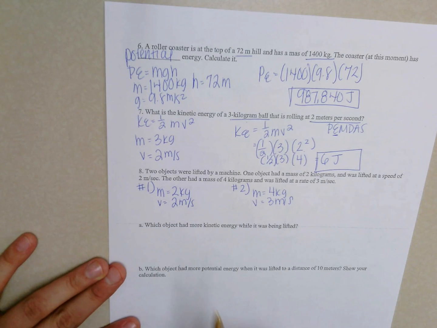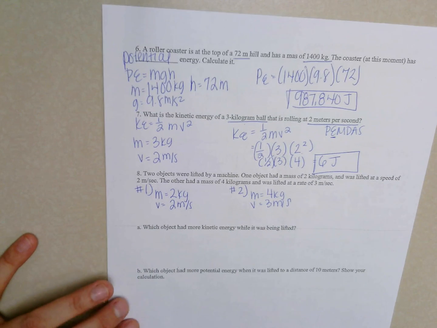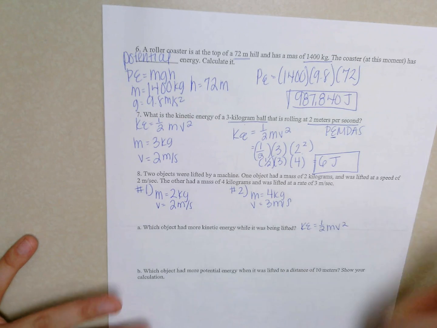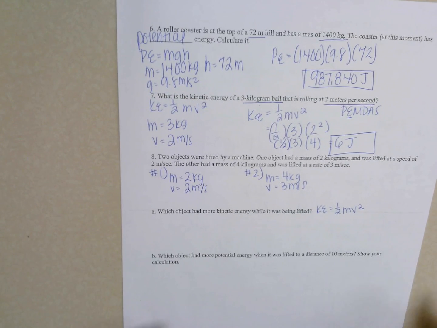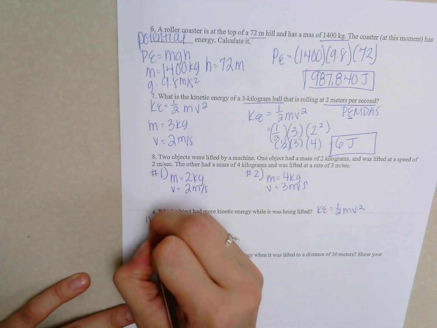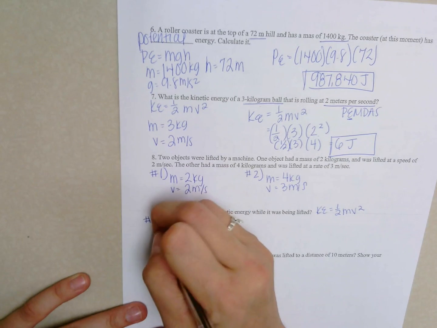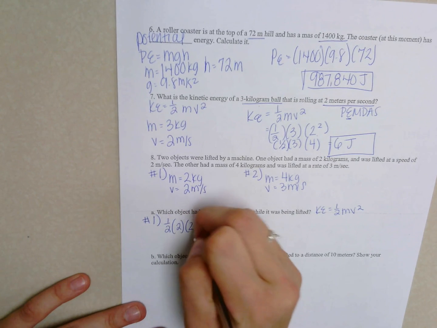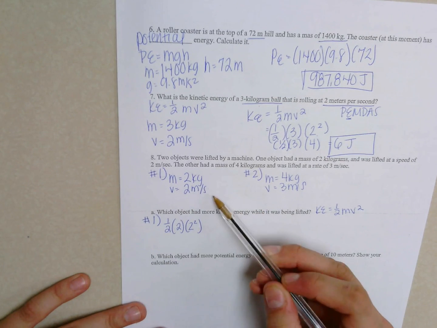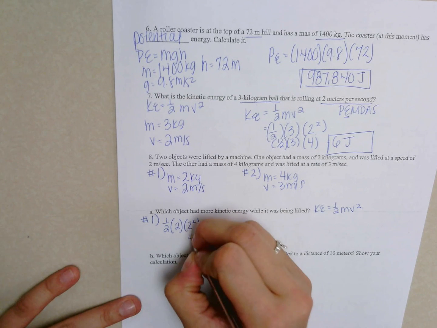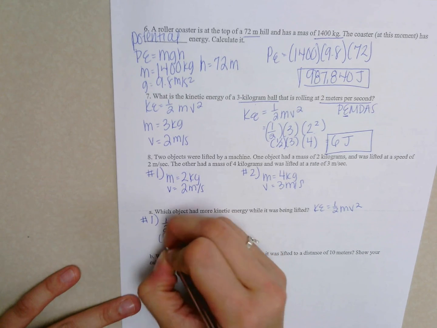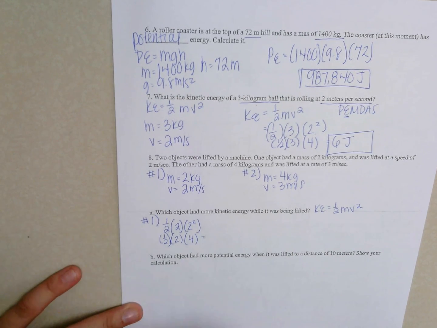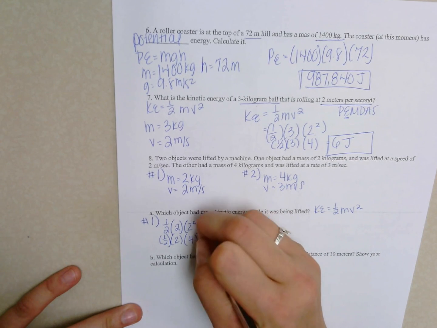Letter A says, which object had more kinetic energy while it was being lifted? So let's figure this out. If we know kinetic energy is equal to 1/2 mass times velocity squared, we can easily figure out this answer by just doing this equation to both of the problems. So for number 1, all we have to do is 1/2 times 2 times 2 squared, because we have 2 kilograms and 2 meters per second. This will simplify down to 4 times 2 times 1/2. And if you multiply that through, it'll give us the same answer as before, which is 4 joules for number 1.